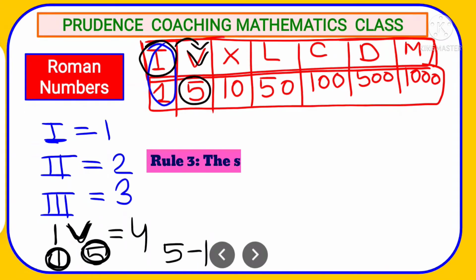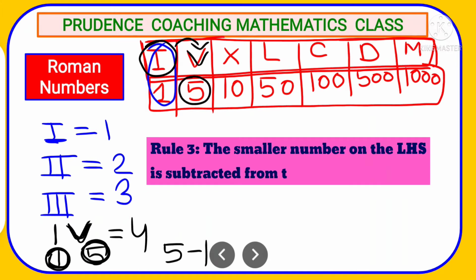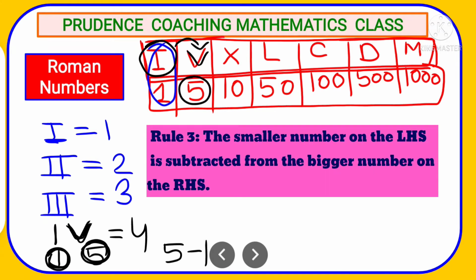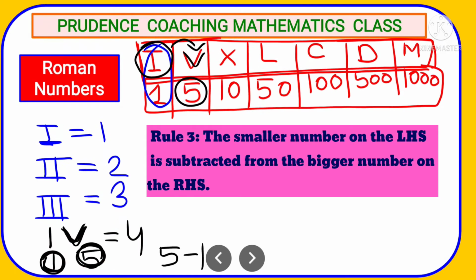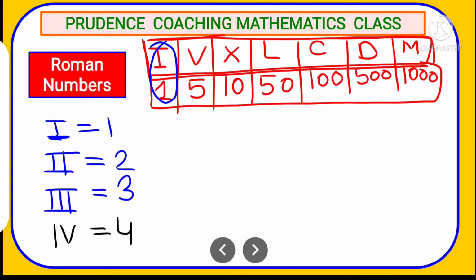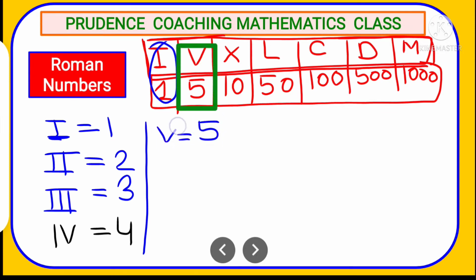So the second rule that we have learned here is, we need to subtract the smaller number on the left hand side from the bigger number on the right hand side. So 5 minus 1 will give you 4. So we have learned how to write 4 here. After 4 we have 5, and already in the beginning we learned how to write 5. If you want to write 5 in Roman numbers, you need to write like this, that is a V.